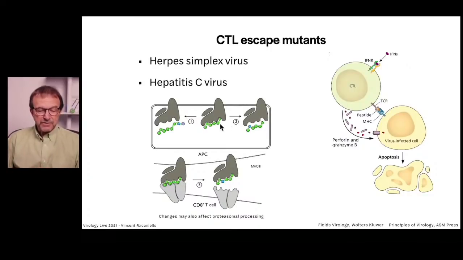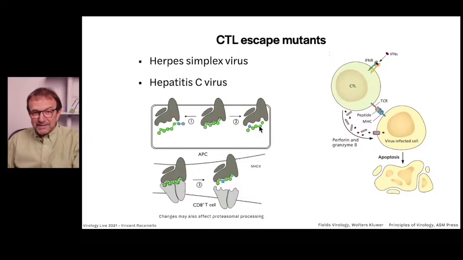What's shown here is MHC, this dark gray protein, and here is a peptide fitting into the groove in the MHC. This is in a vesicle now. It's going to be sent to the surface where it can display the peptide. But if the amino acid sequence changes, which is shown by these blue amino acids to the left and right, the peptide will no longer fit into the MHC molecule.